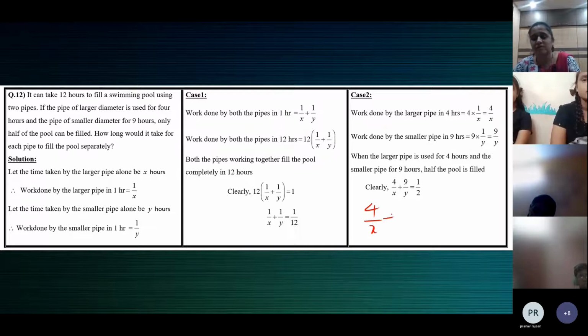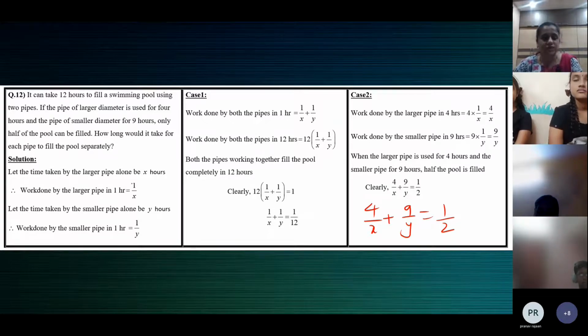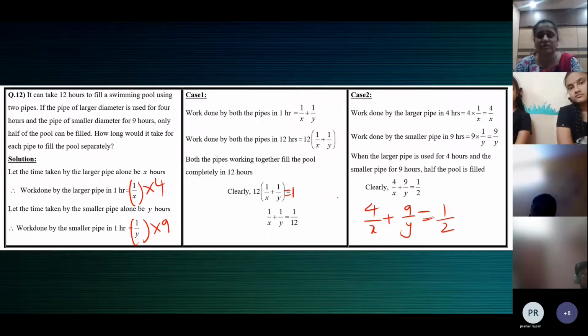So 4 by x plus 9 by y represents the fraction 1 by 2, because half of the work is done. How do we say half the work is done? Because half of the swimming pool is filled. When this pipe is used for 4 hours and then this one is used for 9 hours, half of the pool is filled. So it is equal to 1 by 2. In the first case, it's equal to 1 because the pool is filled completely, the task is completed. Here it is equal to half.